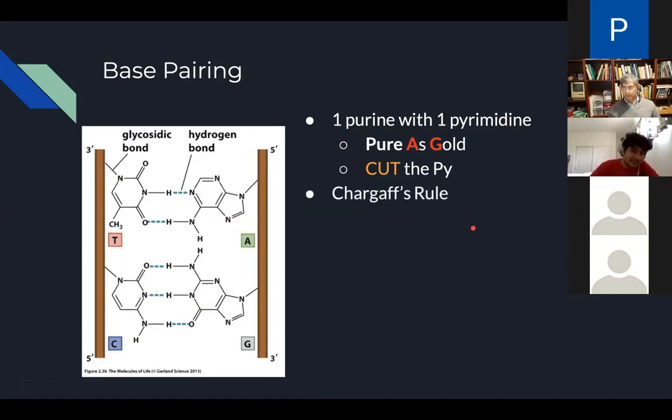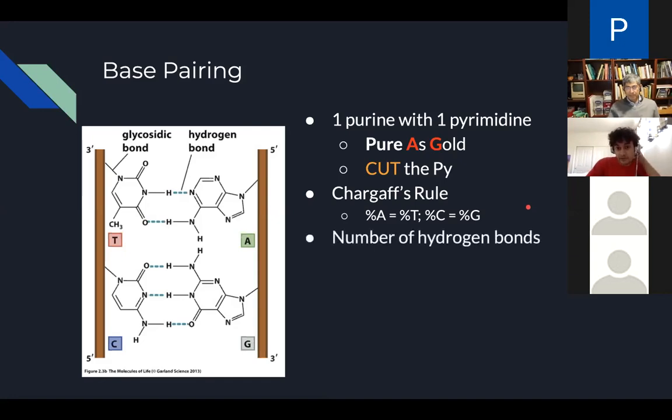And because of that, that leads us to Chargaff's rule. I don't think you guys covered that yet. I assume you'll be covering it a little bit later. Basically, the amount of adenine in a DNA molecule will equal the amount of thymine, and same thing for cytosine and guanine. You can do some pretty basic math with that. I'm sure you'll have some problems about that later, if not already.